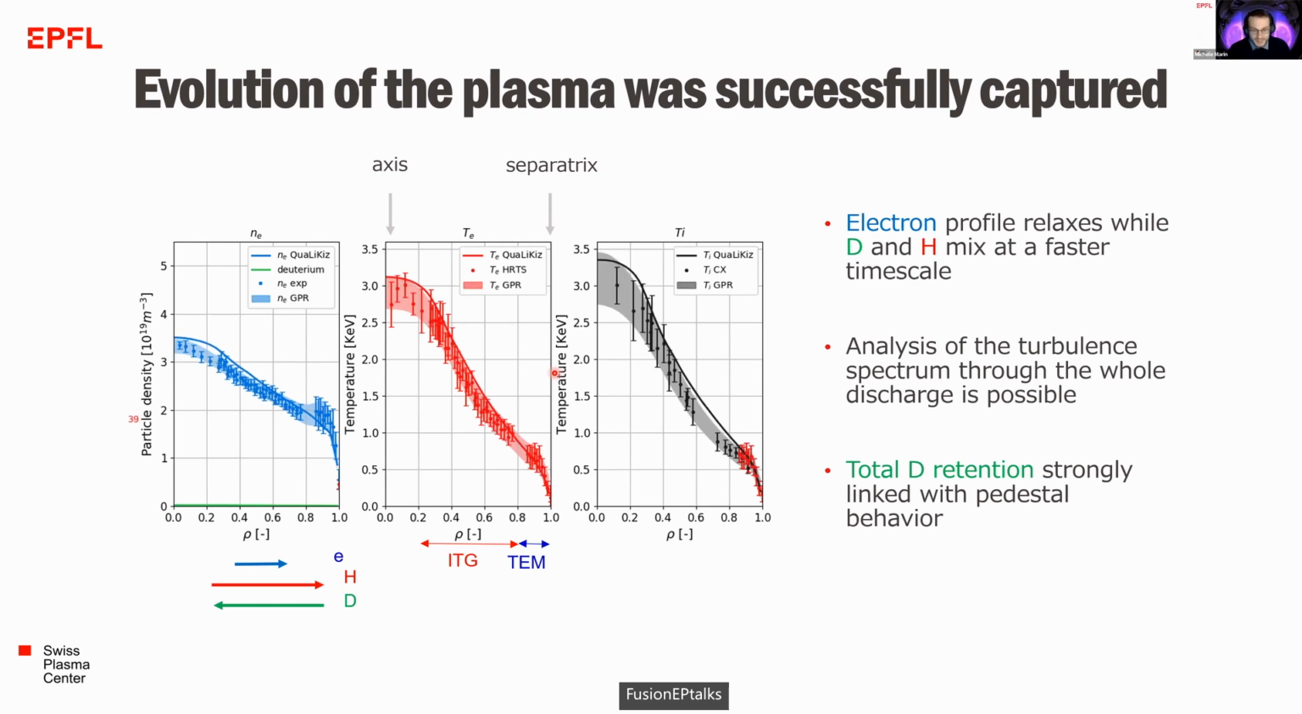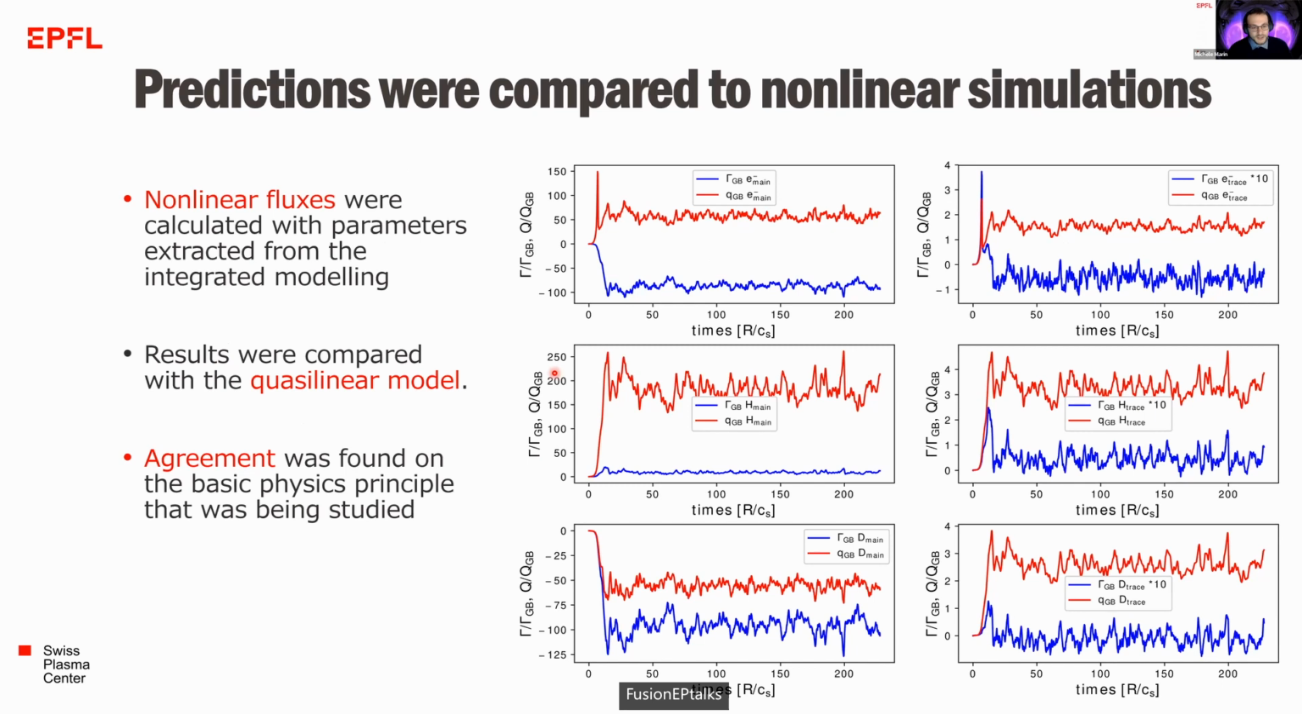Just to be extra sure, and to show you one example of the validation cycle, here we took the parameters from the integrated modeling, and we ran both QuaLiKiz and GENE, which is a higher fidelity code, and we compared them. Here, this is an example of nonlinear fluxes. In blue, you have particle fluxes, while in red, you have heat fluxes.